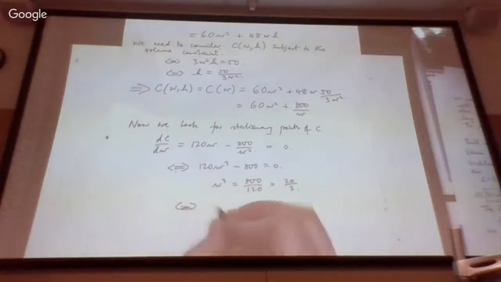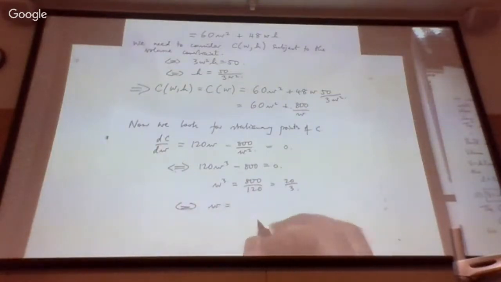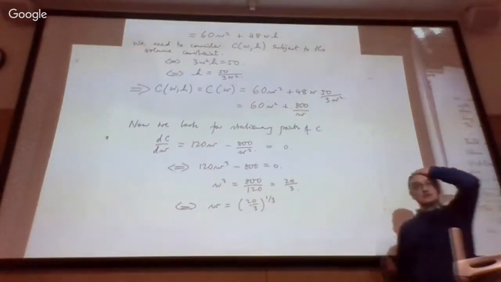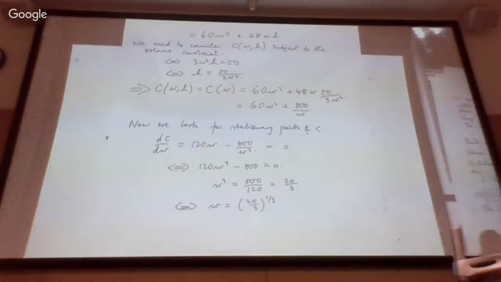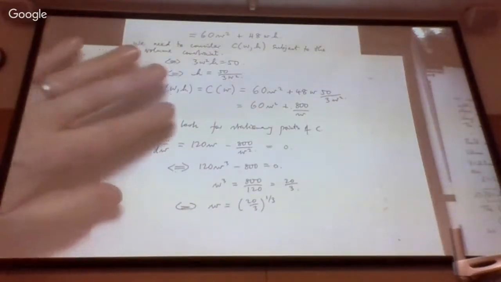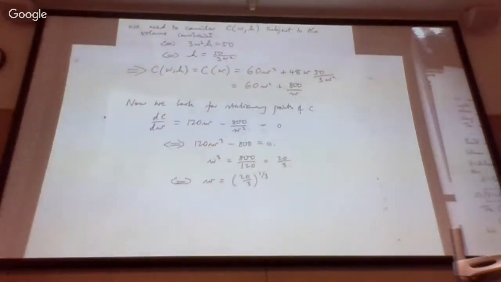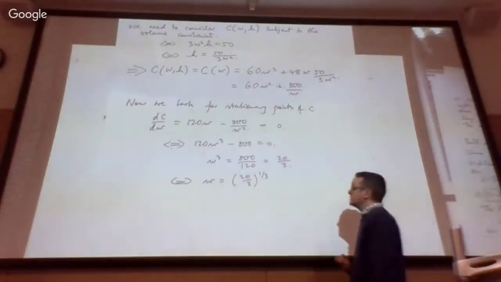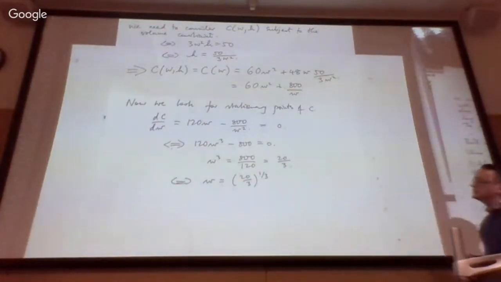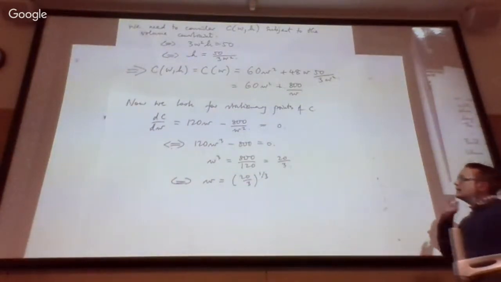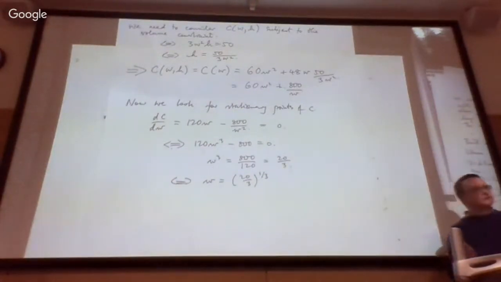And that's true if and only if W is just the cubed root of 20 over 3. It's only one solution, only one value of W. Cubed root of 20 over 3. Now, we've only got one stationary point.